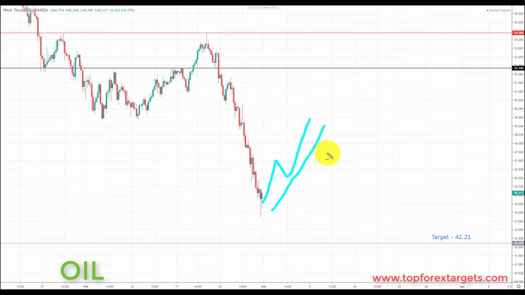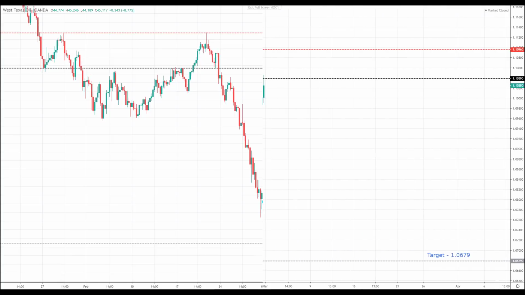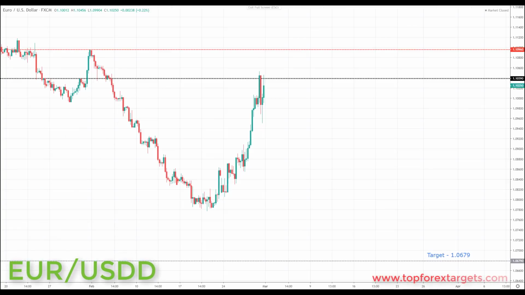Any correction in this market is going to be viewed as an opportunity to look for bearish setups. And if we get the right kind of bearish setups in this market, we're going to be looking at initiating shorts down towards the next key of support to the downside and the target set at the 42.21. So the next market we're going to look at is euro dollar.